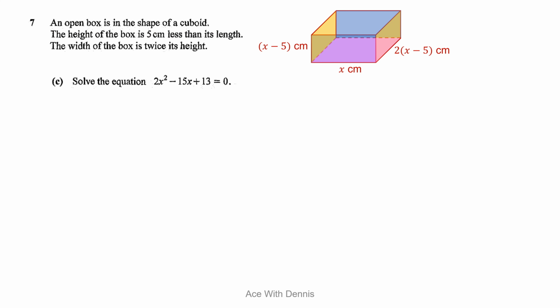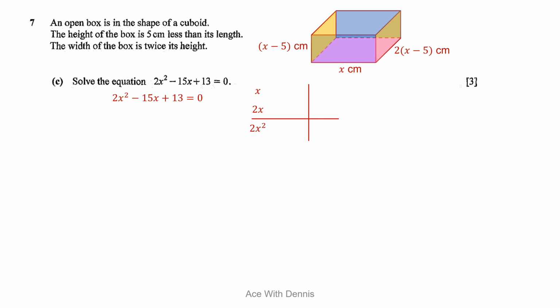C. Solve the equation 2x squared minus 15x plus 13 equals 0. 3 marks. So to solve this quadratic equation, there are several ways to do it. Over here, I will show you the cross factorization method. So first, we build this table, and then we think about what is the factor of 2x squared. It will be x times 2x, we get 2x squared.